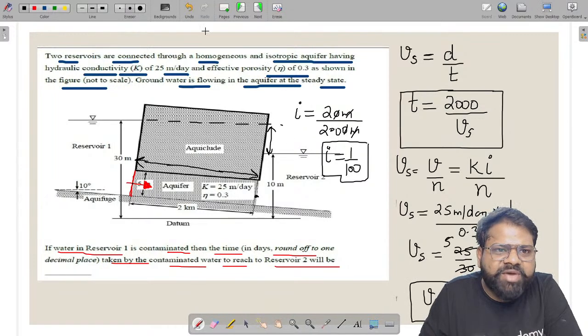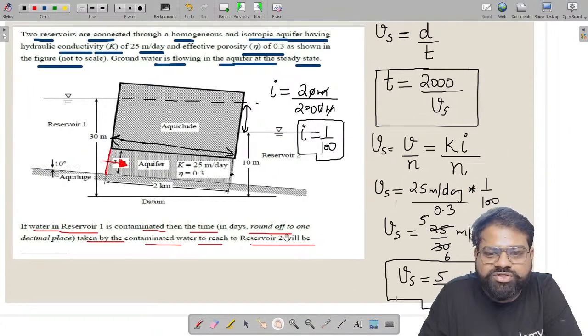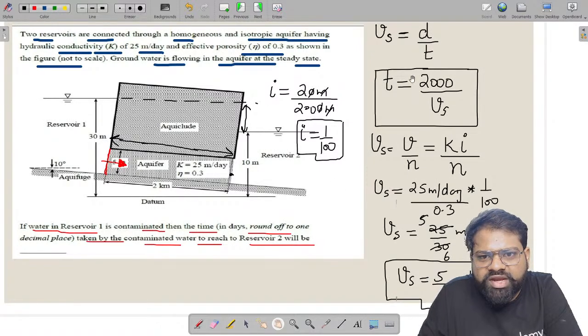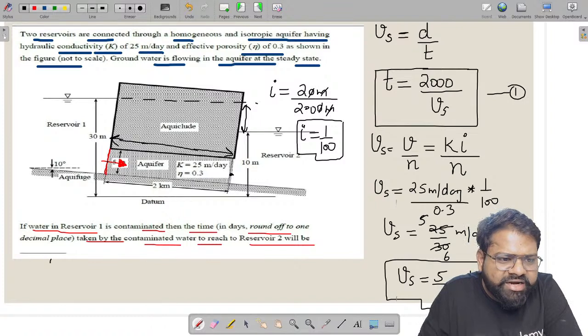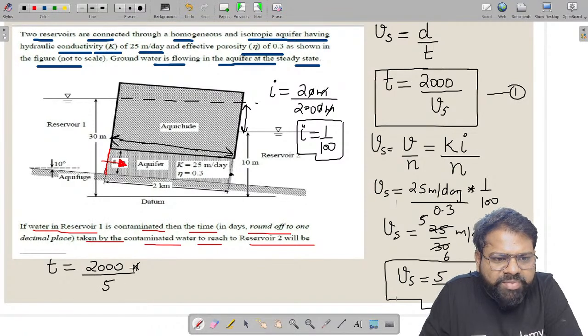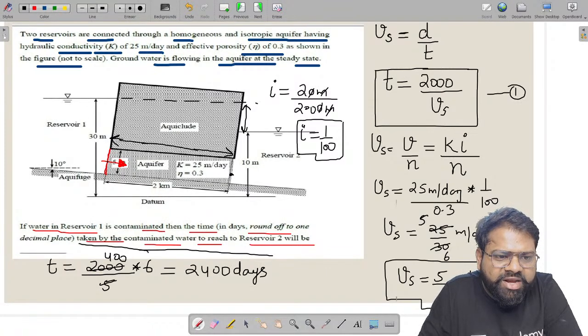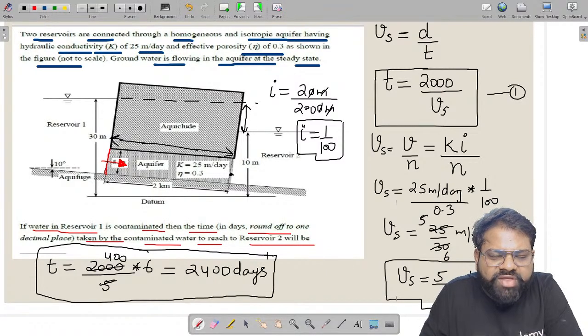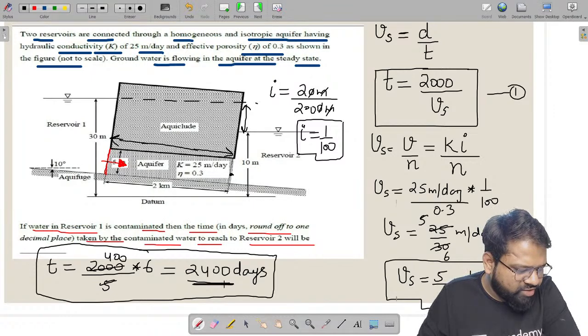So this is nothing but the seepage velocity, but we don't have to find the seepage velocity. What we need to find is the time which is required. So on putting the value in equation 1, the T comes out to be 2000 divided by 5 multiplied by 6. 5 4s are 20, 0 0, so that comes out to be 2400 days. So the time required by a contaminant to reach from reservoir 1 to reservoir 2 is none other than 2400 days.